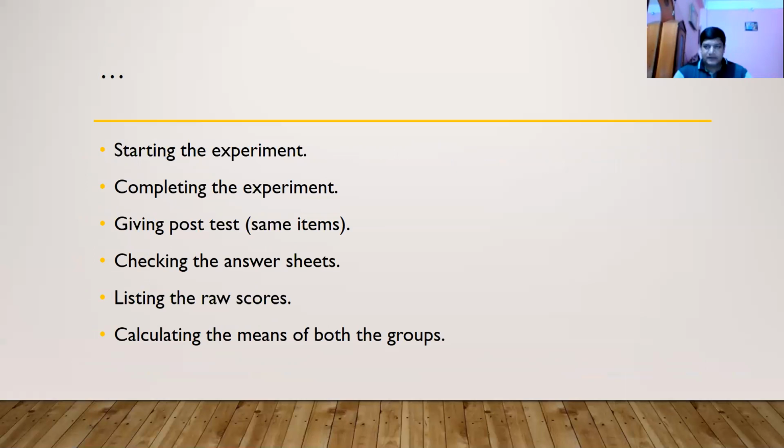While administering the experiment, we have to create an atmosphere where there won't be any influence of extraneous variables, the variables other than the specified independent variable. And we have to closely observe the effect on the outcome variable, the dependent variable. We have to complete the experiment. Then after the experiment, we have to take the post-test of both groups. We have to check the answer sheets, list the raw scores, and calculate the mean score of both groups, the experimental group and the control group.